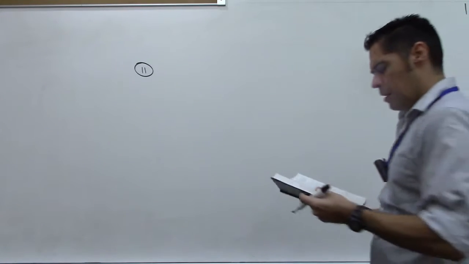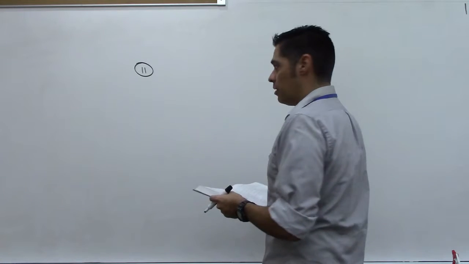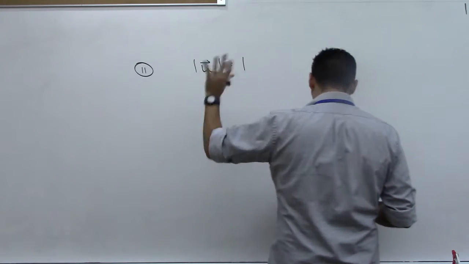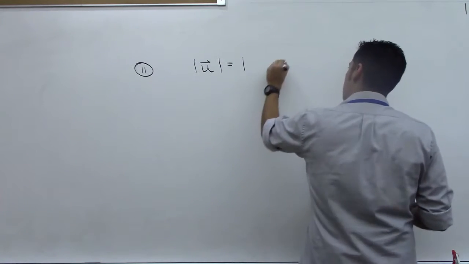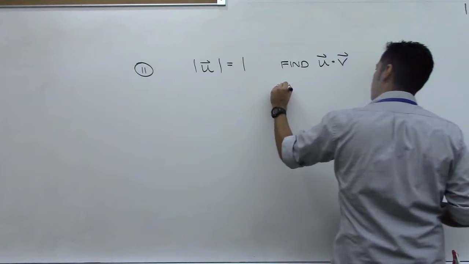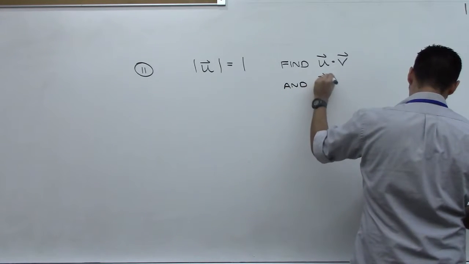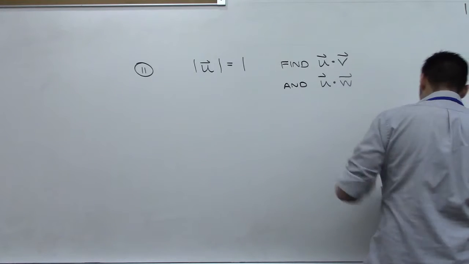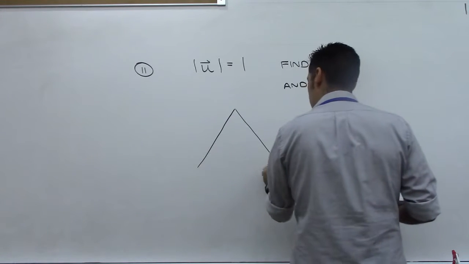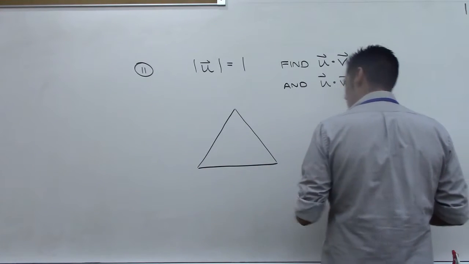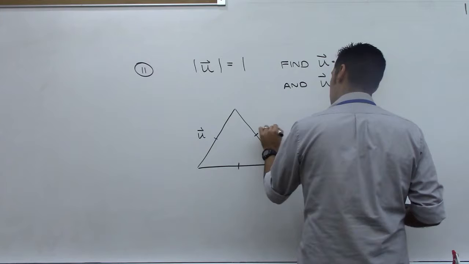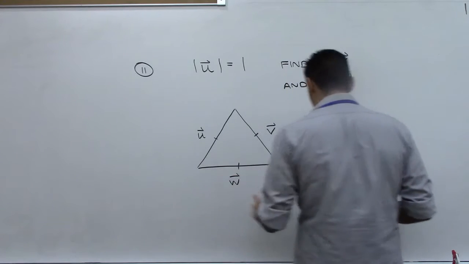So 11 says if u is a unit vector, so they're telling you that u is a unit vector. That means the length of u is 1, so you're given that. They want you to find u dot v and then find u dot w, and they give you a picture. So here's a picture. They give you this triangular shape, and these little dash marks like this. They tell you this is u, this is v, this is w right here.